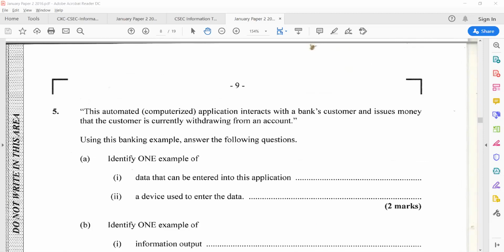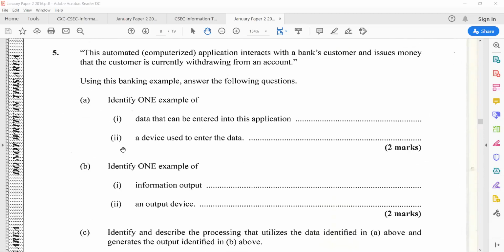All right, let's move on to question 5. Question 5 reads: this automated computerized application interacts with a bank's customer and issues money that the customer is currently withdrawing from an account. Using this banking example, answer the following questions. The first one: identify one example of data that can be entered into this application. So what is an example of data that can be entered into this application?